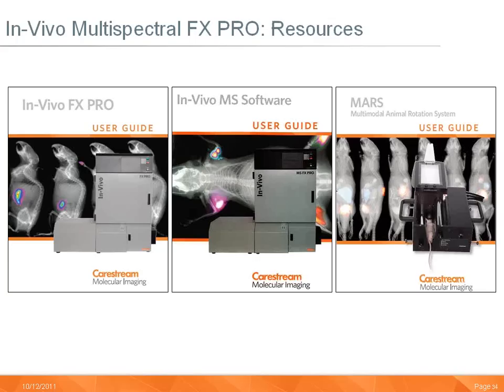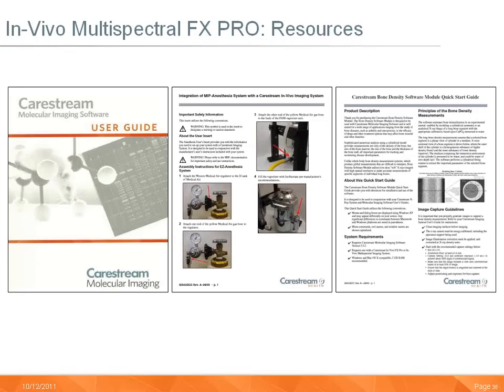Some of the print materials that accompany your system include the In-Vivo FX PRO user guide, which details the hardware, acquisition parameters, etc. The In-Vivo Multispectral Software User Guide addresses aspects of the system related to multispectral fluorescence. The Mars User Guide provides details of the Mars operation. The Carestream Molecular Imaging Software User Guide provides details of the MI analysis and image processing capabilities. The product insert for the anesthesia system provides a description of the system with images. The bone density product insert provides a description of the software and instructions for using the software.